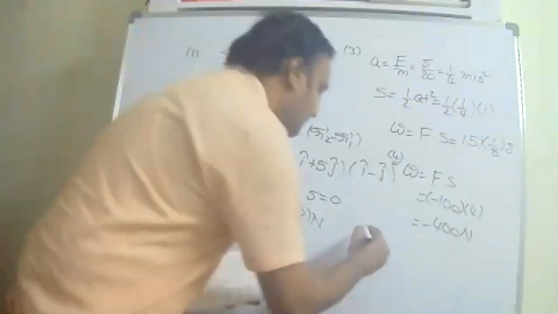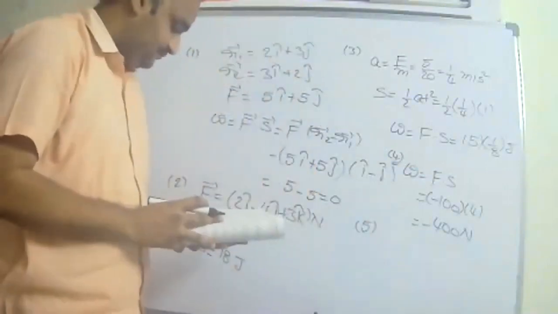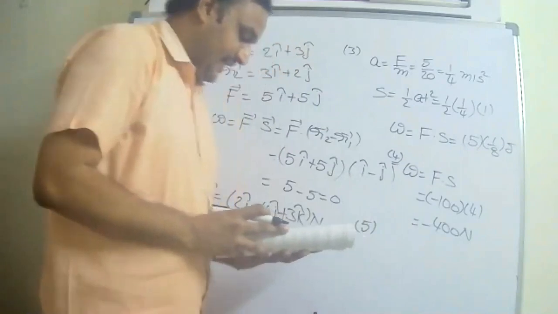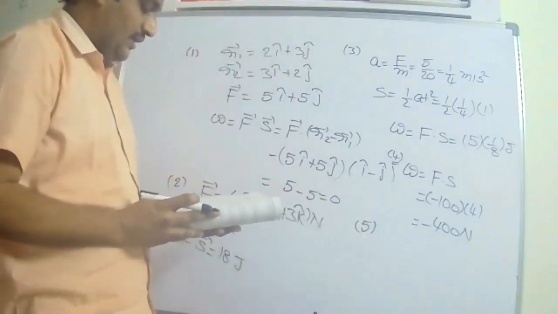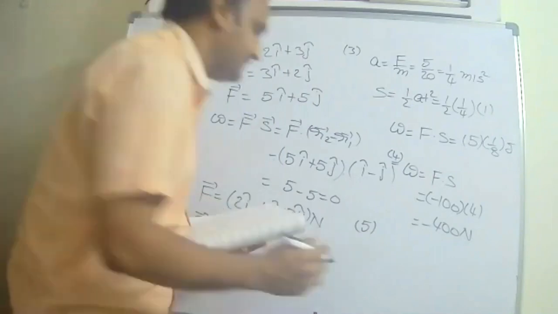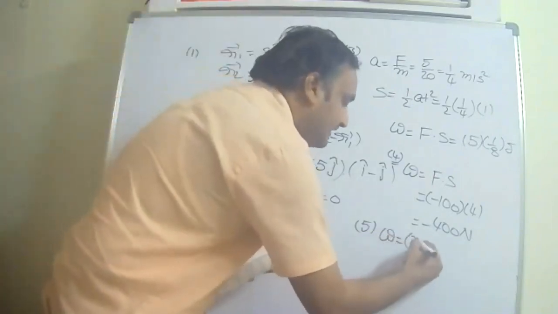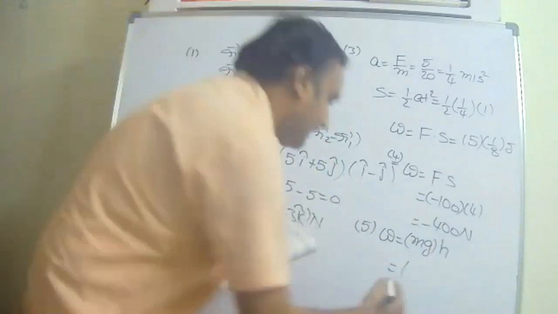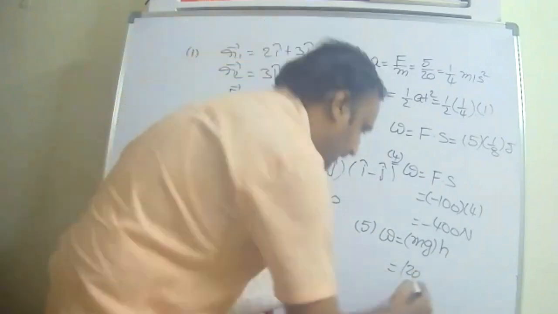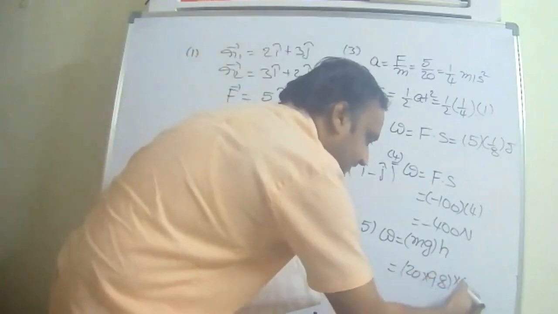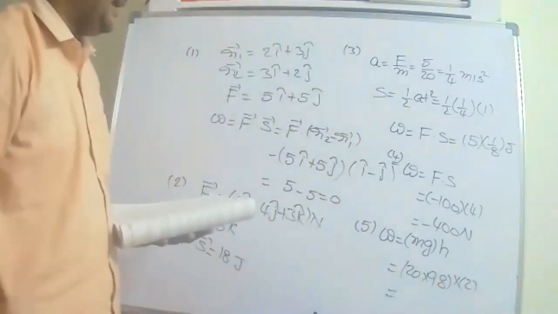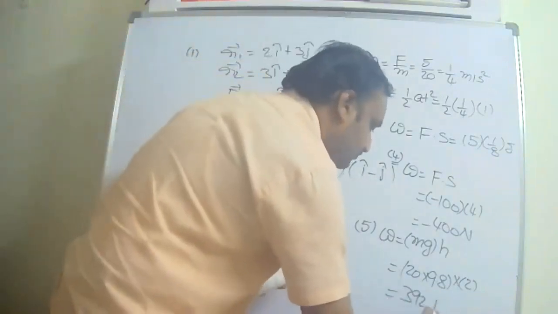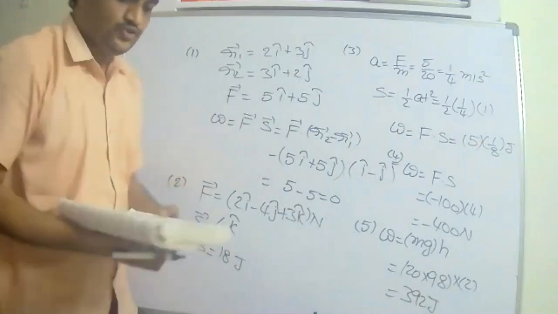Next, a porter lifts a suitcase weighing 20 kg from the platform and puts it on his head 2 meters above the platform. Calculate the work done by the porter on the suitcase. Work done is equal to force, here mg into h. mg is, since 20 kg, 20 into 9.8, write it down. h is 2. So this is 196 into 2, 392. So work done by porter is 392 joules.